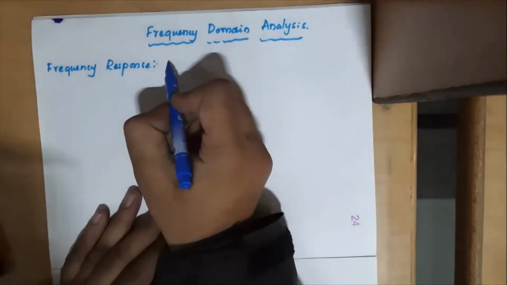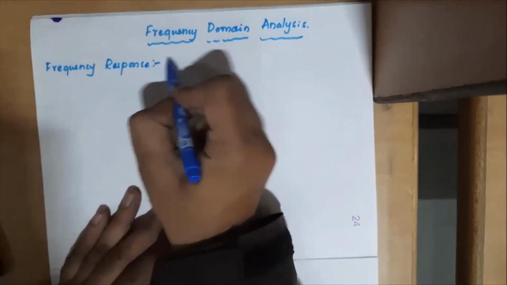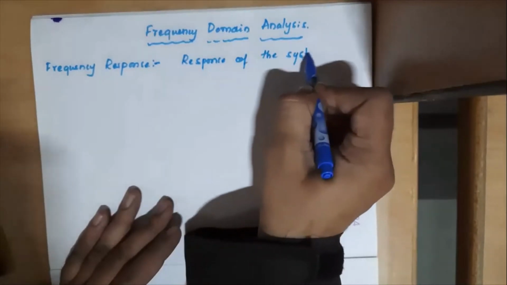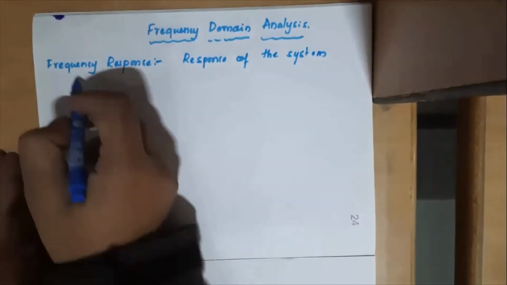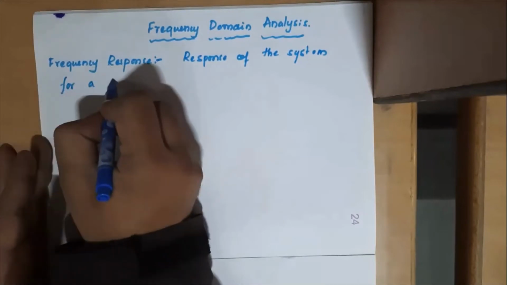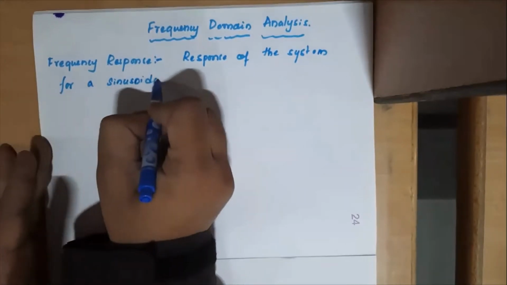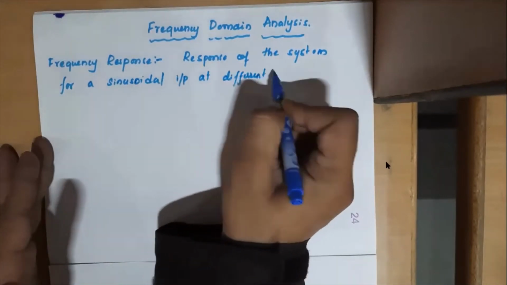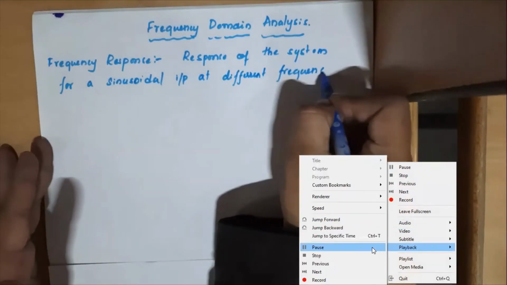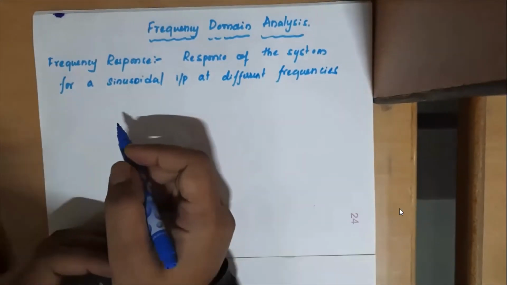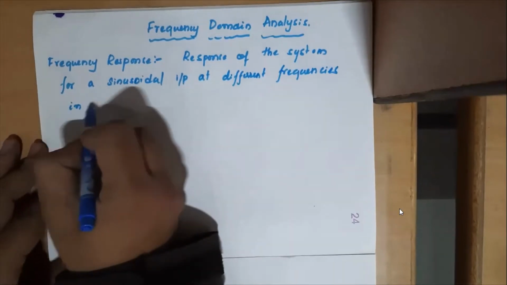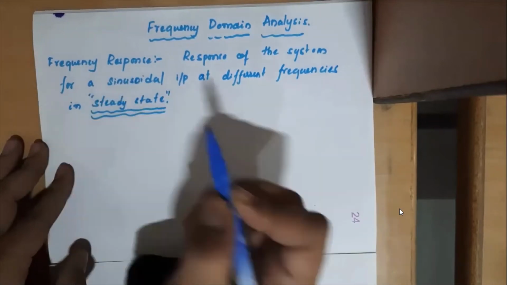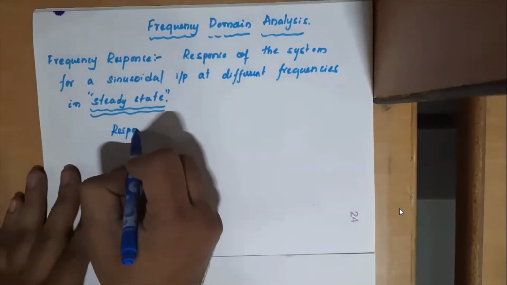So how do we define frequency response? It is the response of the system for sinusoidal input at different frequencies. And one additional condition is that it is in steady state. So the frequency analysis is done in steady state.